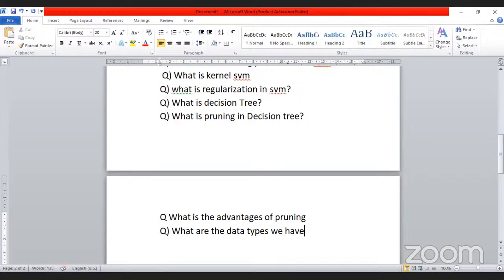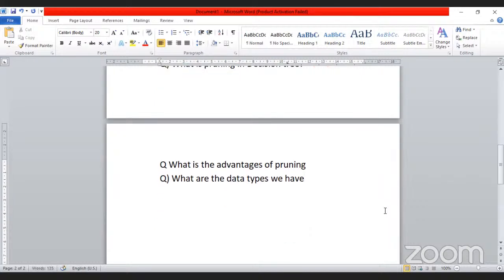What data types are there for our data? Firstly, we have numeric data and categorical data. Numeric means we have numbers, categorical means we have words like male, female. In numeric data, we subdivide our data types into continuous and discrete.